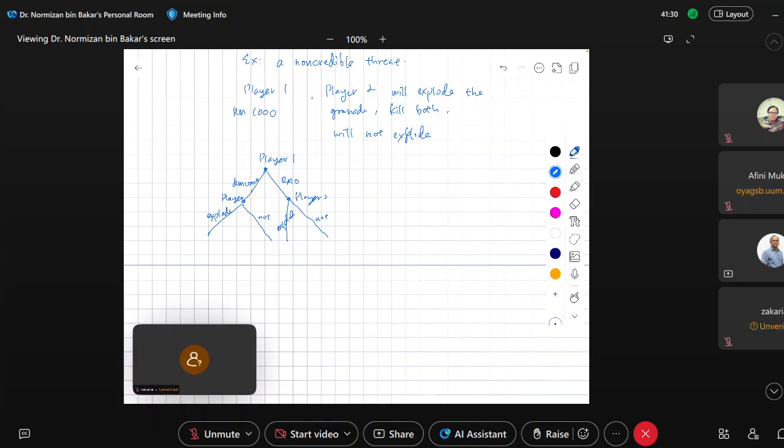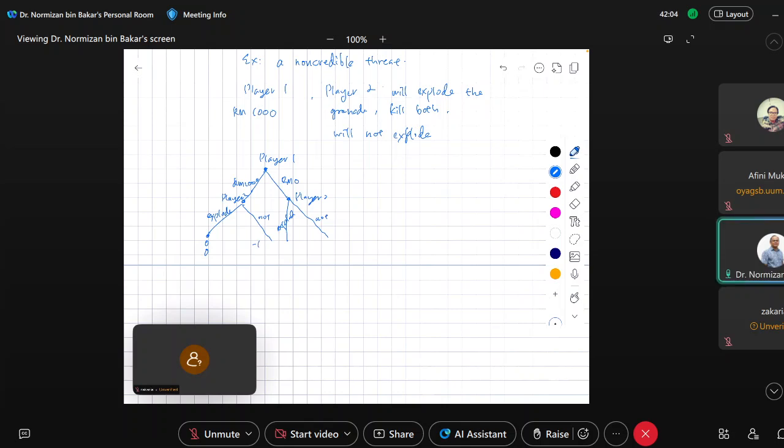Both will be killed. Both die. And then if player 1 gives 1,000 and player 2 does not explode, what happens now? Player 1 loses 1,000 and player 2 gets 1,000.